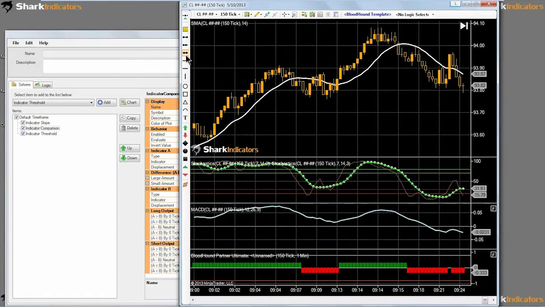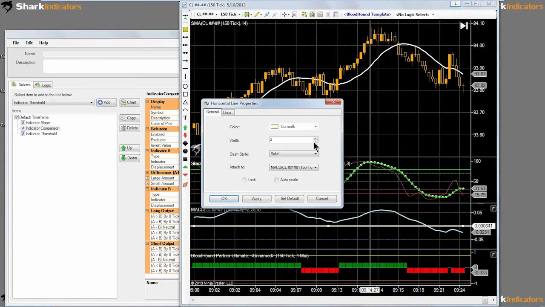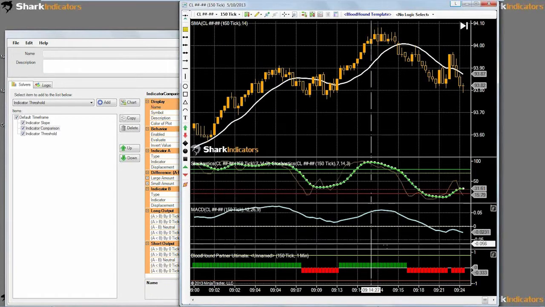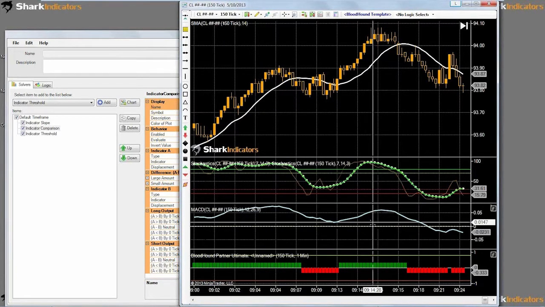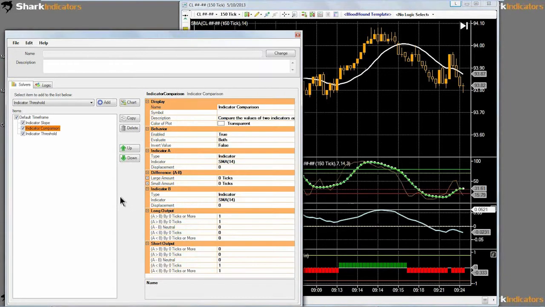Let me make this zero line a little bolder here so it stands out. And I'm going to lock it and set that to 0 there. All right, so the comparison solver, as you can see, you have two different distance measurements that you can put in here.